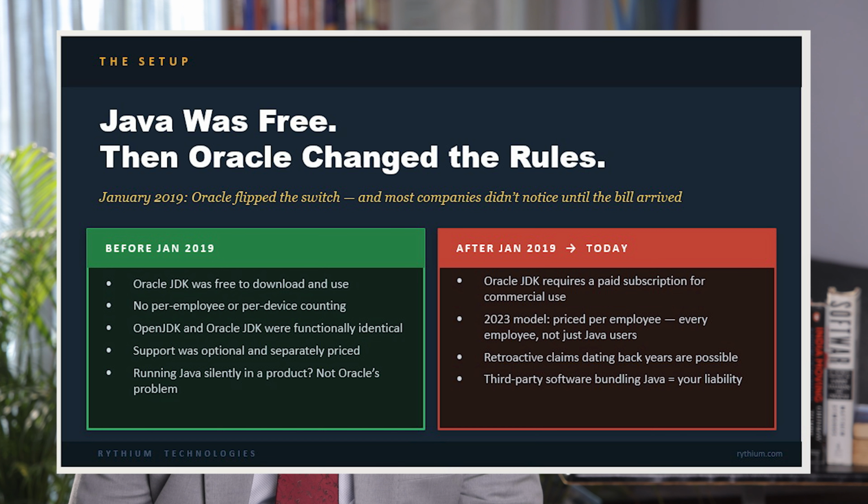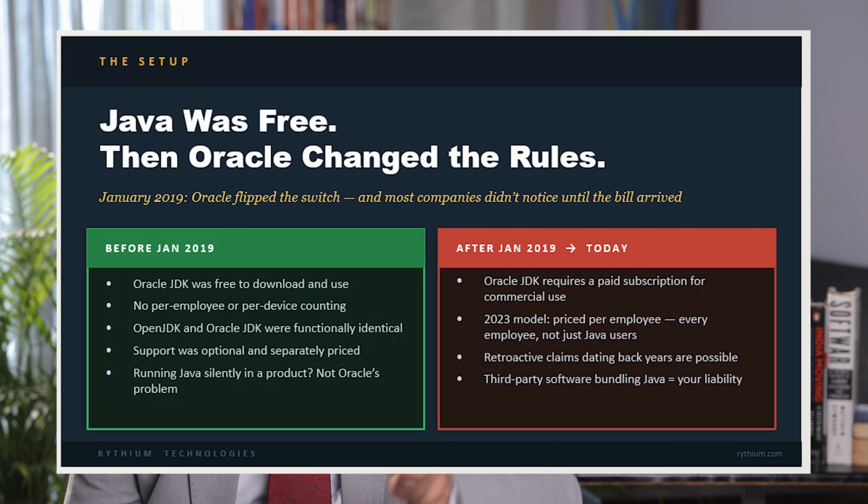For most of its history, Java was free, genuinely free. You downloaded it, you used it, that was the end of the story. In January 2019, Oracle changed that, quietly. They of course announced it a year before, but they never gave it much importance or talked about it to customers. They didn't send anyone a bill. They just changed the license. And most customers didn't find out until an auditor actually showed up.